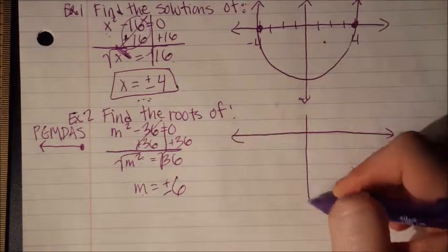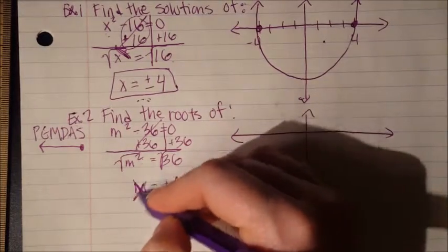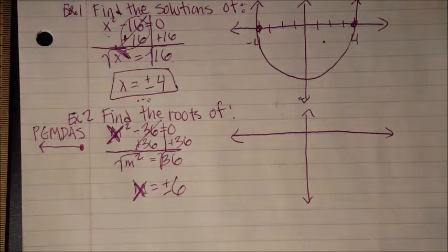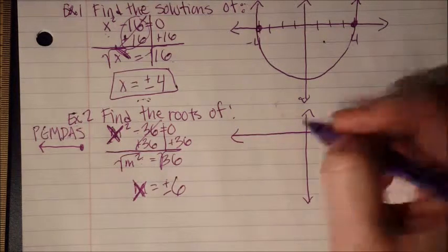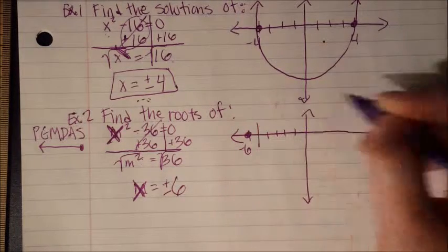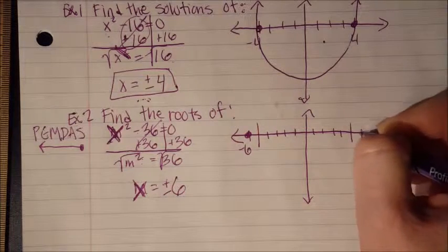Now I know it says m. If the m bothers you, you can change all the variables in your assignments to x's. If the different variables bother you on this assignment, just change them all to x's. So they're x-intercepts. 1, 2, 3, 4, 5, negative 6, point there. 1, 2, 3, 4, 5, positive 6, point there.